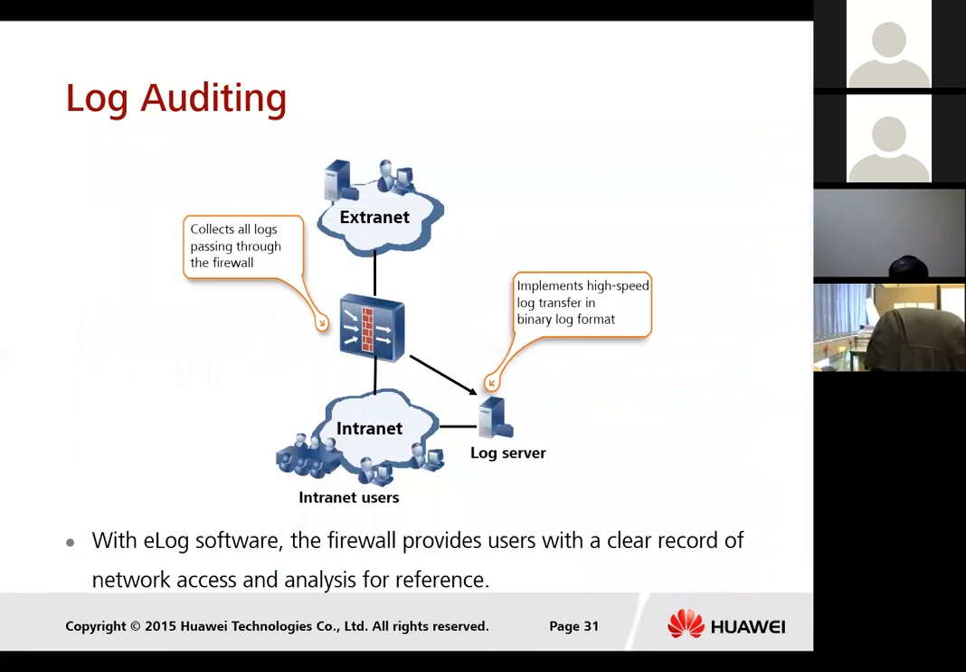And the next one is log auditing. The log auditing here is for the firewalls, which use something called e-log software. The firewall provides the user with a clear record of network access and analysis for reference. It means that whatever happens in your firewall, they collect all the logs passing through the firewalls and implement high-speed log transfer in binary log format into your log server. Through the log server, you then perform analysis.